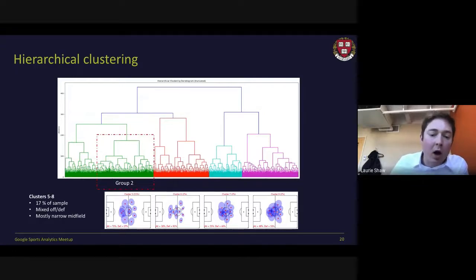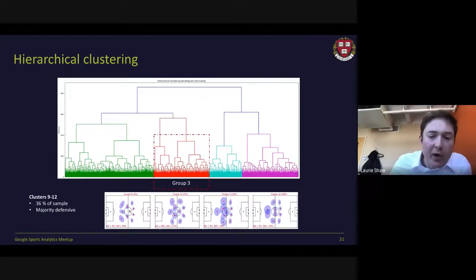Group 2, so this is now switched to more formations where they typically have 4 defenders, with quite a condensed or narrow midfield. Again, these predominantly consist of defensive formation observations. Group 3 is another set of formations with 4 defenders, but much broader distribution across the midfield.